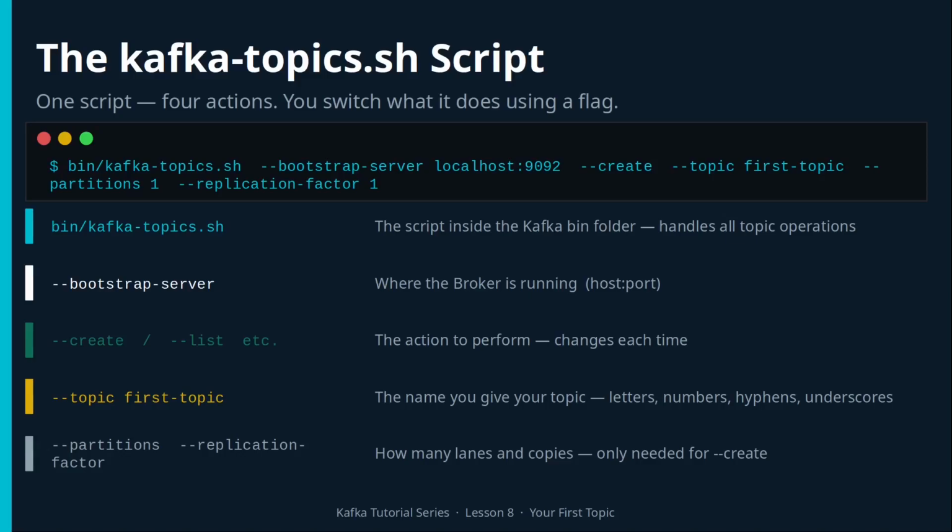When you use --create, you also need to provide the topic name with --topic, and 2 more flags, --partitions and --replication-factor. You already know from lesson 4 what partitions are. They are the lanes inside a topic. And you already know from lesson 5 that replication factor controls how many copies exist across brokers. For local development, we use 1 partition and replication factor 1, because we only have 1 broker running. 1 script, 4 actions, the flag is what changes.